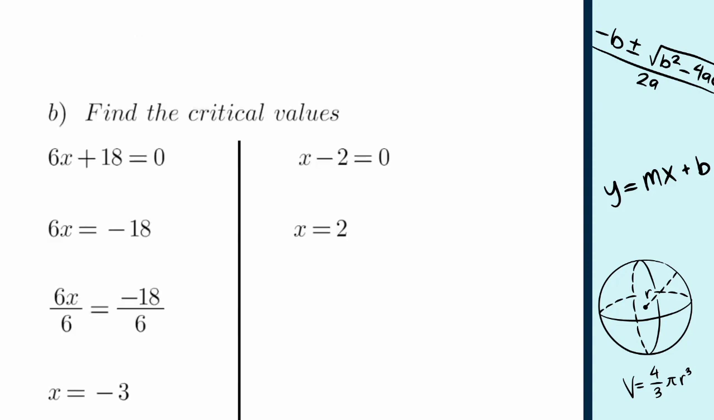Tapos, hanapin natin yung critical value. So, 6x plus 18 is equal to 0 muna. So, 6x, ililipat lang natin. Kaya 6x is equal to negative 18. Pinalitan natin yung sign yung positive 18, kaya naging negative 18.